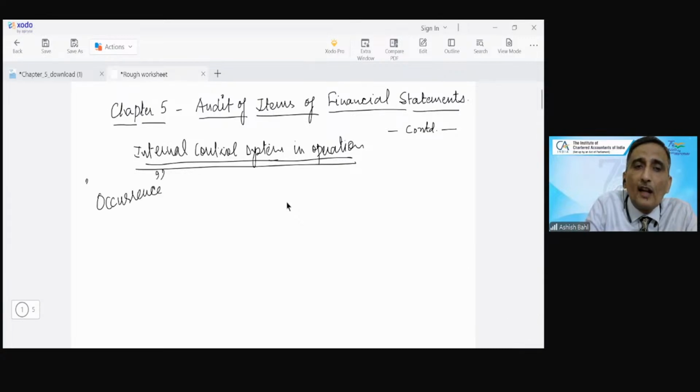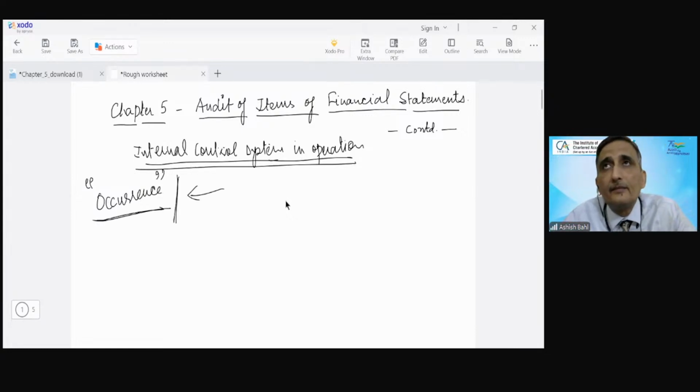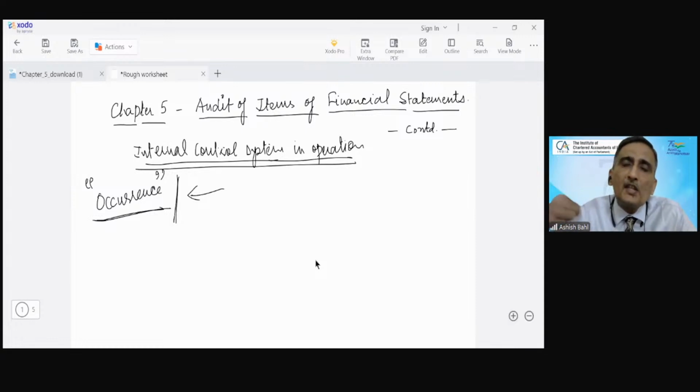First of all, you would have to see whether the recorded sales have occurred or not, whether they have in fact taken place. Now, which are the audit procedures in this regard?